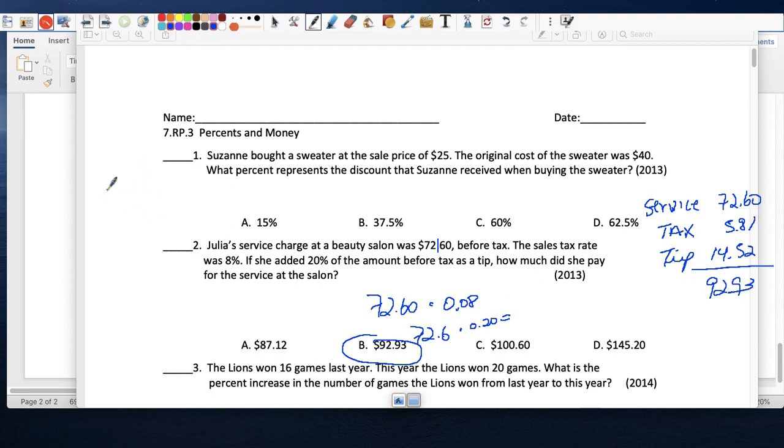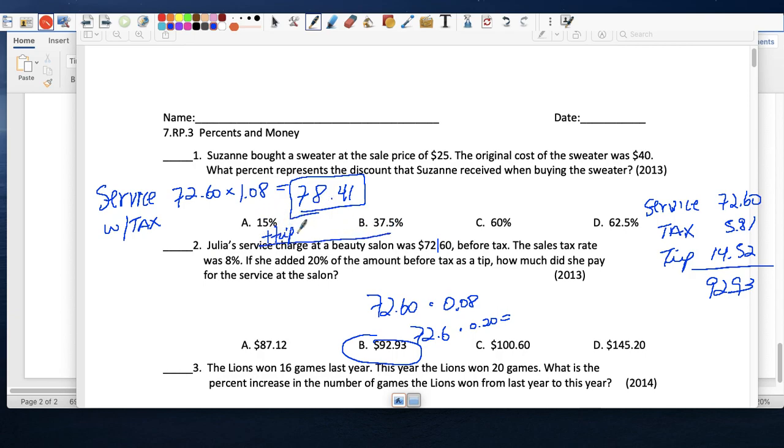Now, some of you might have done this: the service with tax. You could have done 72.60 times 1.08. If you do that, when you get the answer, $78.41 is the price of the service with the tax. But to that you have to add the tip. So just be careful that when you do the tip, you don't use this 78.41, but you use 72.60 times 0.20, and that would be your tip of $14.52. And you add those two. So it's up to you, as long as you can differentiate both.